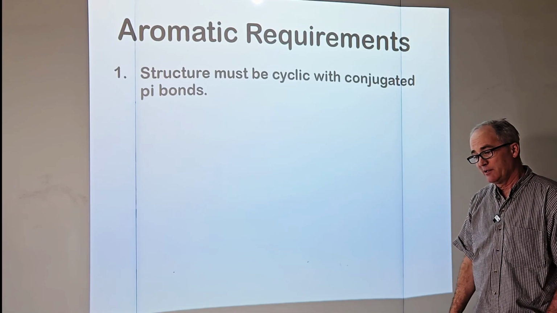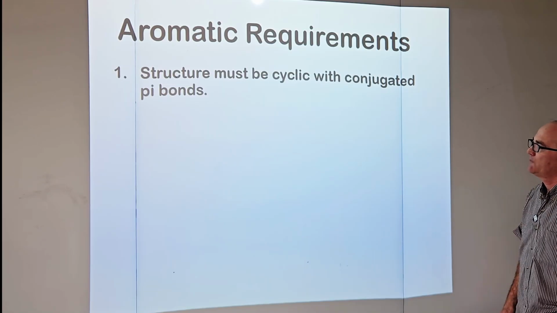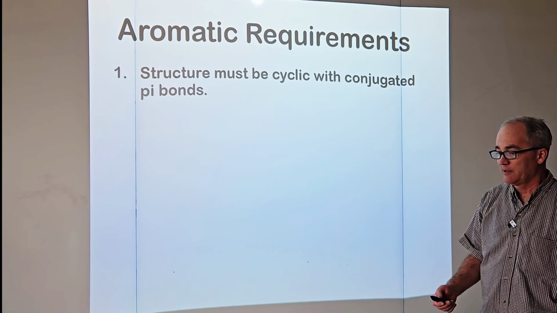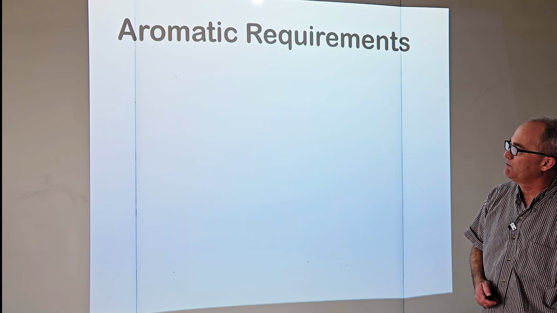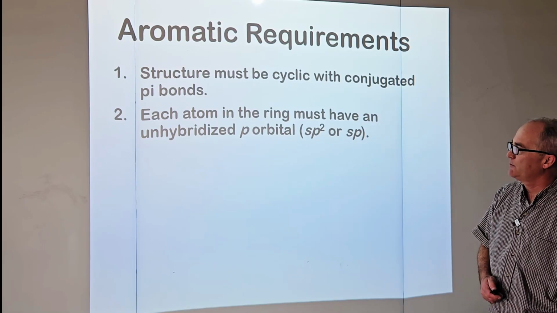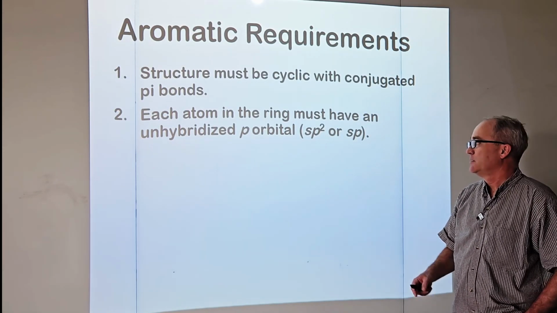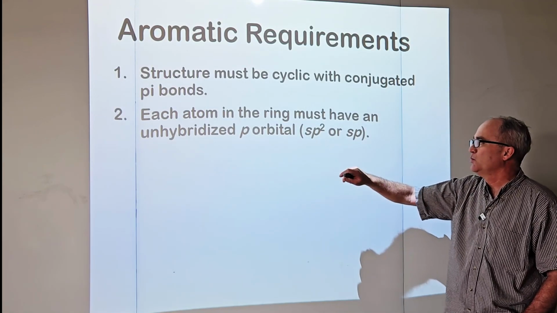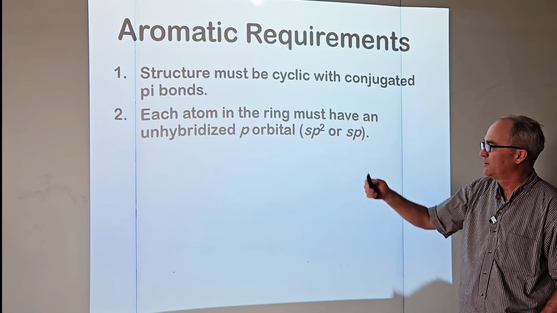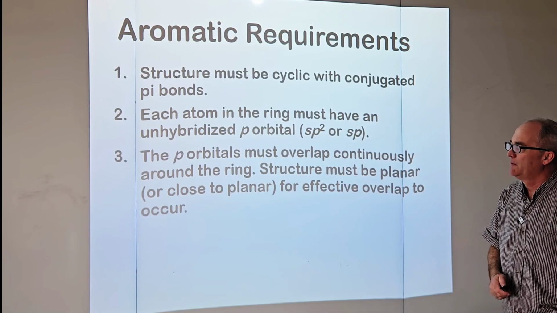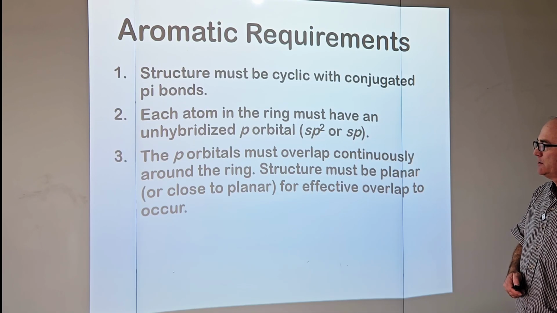So now we're going to go into what it means to be aromatic. Structures must be cyclic with conjugated pi bonds. Well, on that last slide, these were all cyclic and had conjugated bonds, so there must be more requirements. Each atom in the ring must have an unhybridized p orbital. That means that carbon ought to be sp2 or possibly sp. I can't think of any of these yet. Maybe there's some we'll look at. The p orbitals must overlap continuously around the ring.